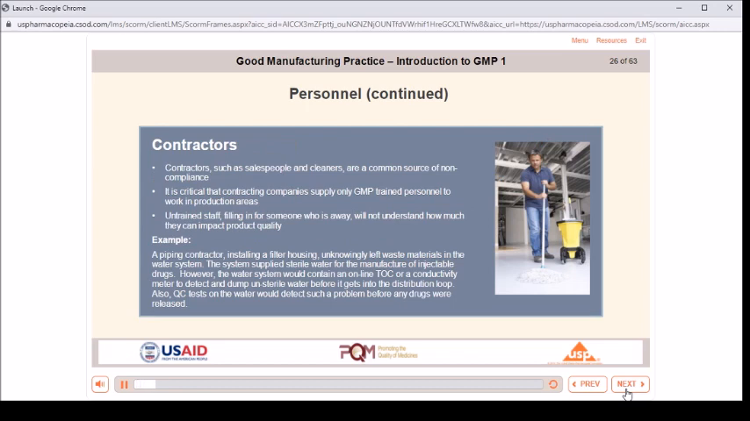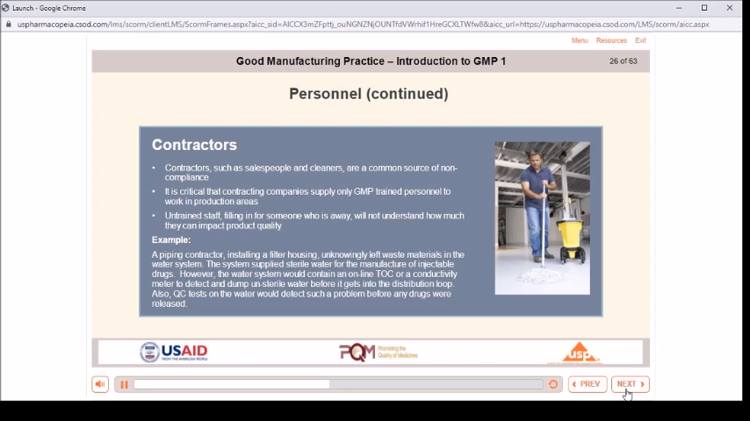Personnel, continued. Contractors. Contractors, such as salespeople and cleaners, are a common source of noncompliance. It is critical that contracting companies supply only GMP-trained personnel to work in production areas. Untrained staff, filling in for someone who is away, will not understand how much they can impact product quality.